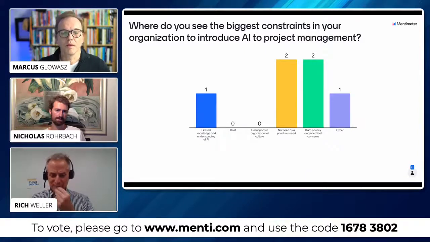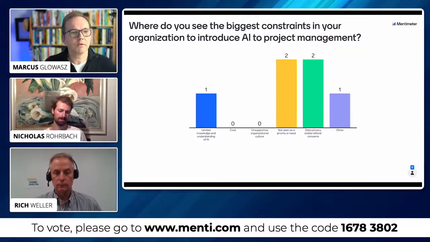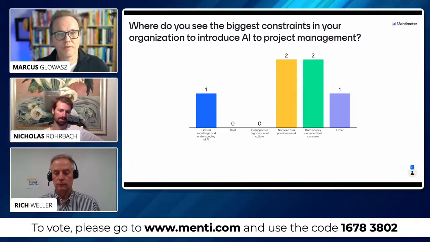Right. But you mentioned this kind of path, or roadmap, right? Which is even to take some simple steps to start with. But how does an organization actually know when they're ready to adopt AI in project management?